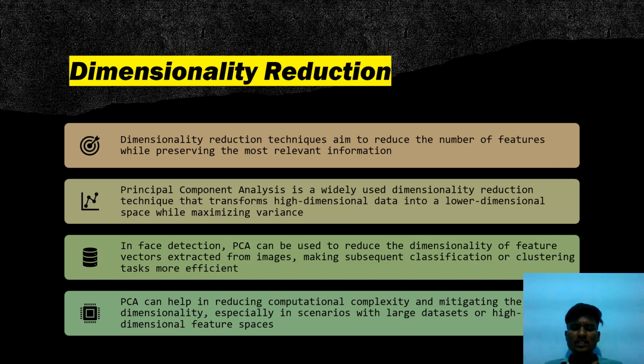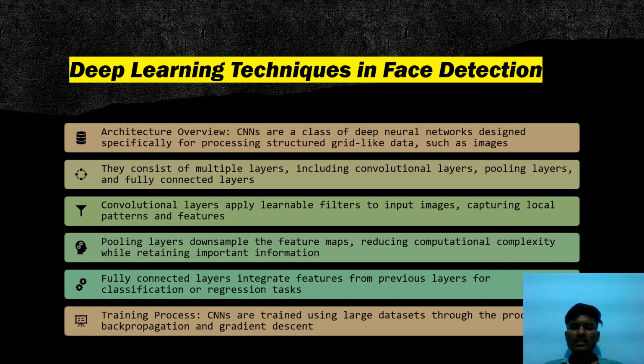Dimensionality reduction techniques aim to reduce the number of features while preserving the most relevant information. Principal component analysis is a widely used dimensionality reduction technique that transforms high dimensional data into a lower dimensional space while maximizing variance. Deep learning techniques in face detection.